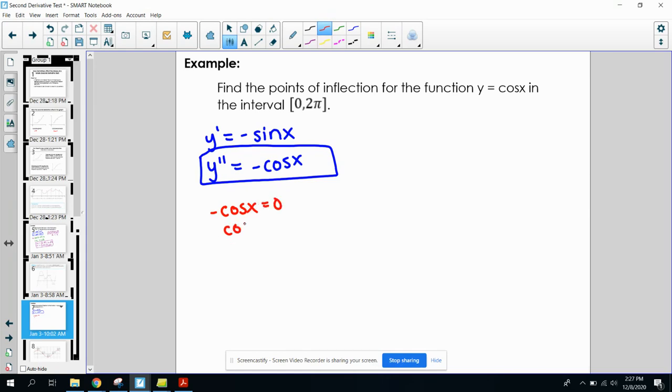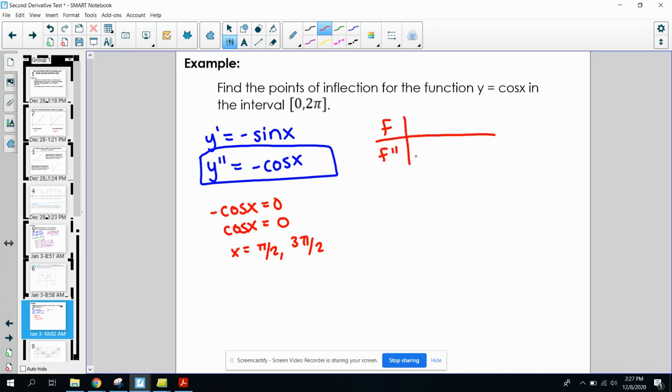So we're trying to figure out where the cosine is equal to 0, and within this interval from 0 to 2 pi, that's going to be at pi over 2 and 3 pi over 2. So those are my critical points. So now I'm going to make an f and f double prime little chart here.